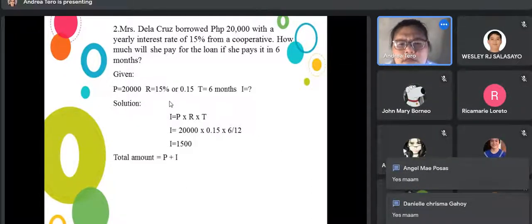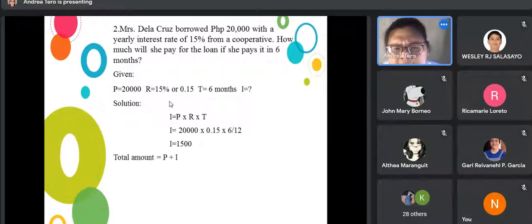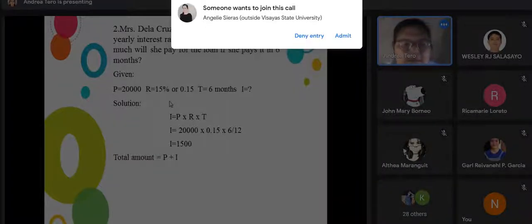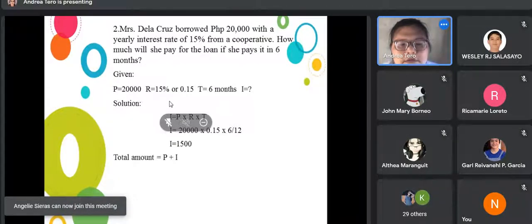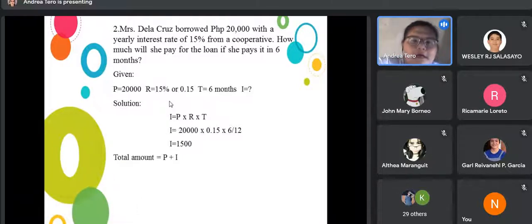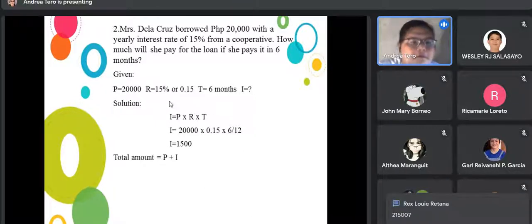Okay. So the question is, 1,500 is the interest. The question is how much will she pay for the loan? So the total amount she will pay is the principal amount, the loan, plus the interest. You need to be mindful of the question, how it is stated. If it's straightforward asking for the interest, then you only solve for the interest.